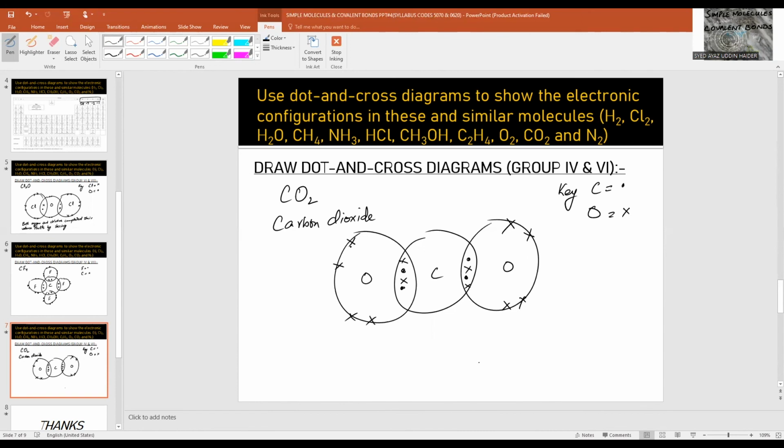1, 2, 3, 4, 5, 6. If you count the total number of electrons in each circle, it will be 8. Let me do the working for each oxygen atom. 1, 2, 3, 4, 5, 6, 7, 8. 8 electrons. What about this oxygen atom? 1, 2, 3, 4, 5, 6, 7, 8. Again, 8 electrons. What about the carbon atom? 1, 2, 3, 4, 5, 6, 7, 8. Again, it also has 8 electrons. So all these 3 have completed their valence shells by sharing electrons.